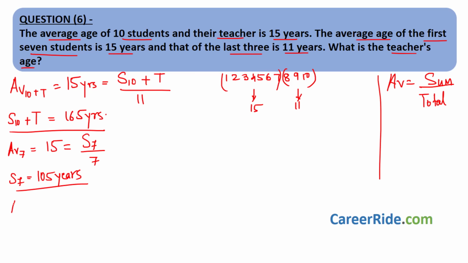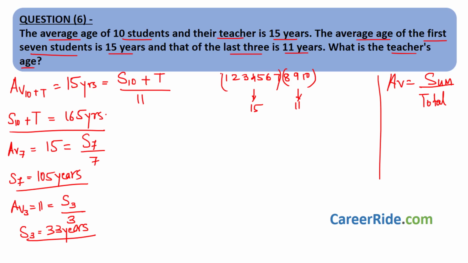Okay. Same way, the average age of the last 3 students is 11 years, right? That would be equal to the sum of the ages of 3 students divided by the total number of students, that is 3. So, S3, that is the sum of the ages of 3 students, is 33 years, right? This is okay. This is clear.